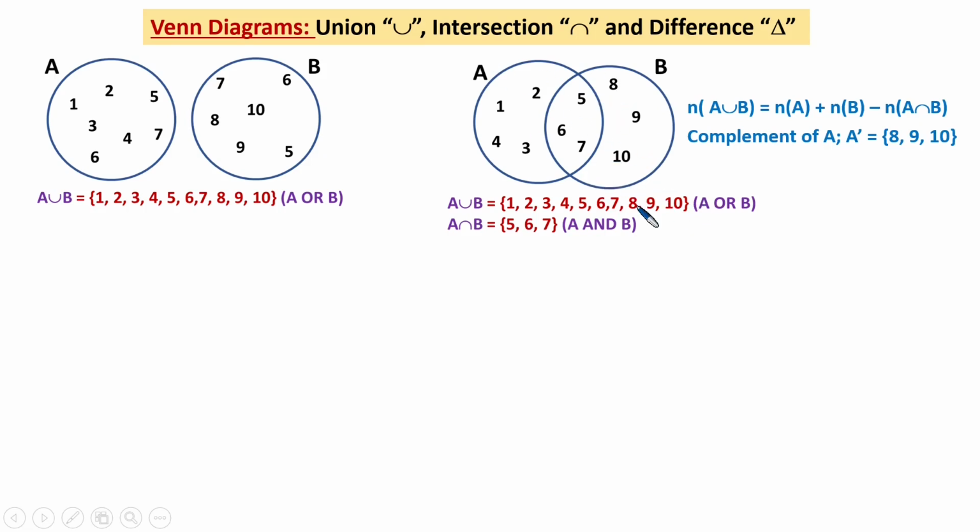So each element belongs to either A, like 3 belongs to A, or 8 belongs to B. So it is A or B. But A intersection B, the common elements are only 5, 6, 7. So these elements belong to both. They belong to A as well as they belong to B. So I write A and B. In union, I write A or B. And it is interesting to note here, which we will see in much more detail in later slides in this lecture.